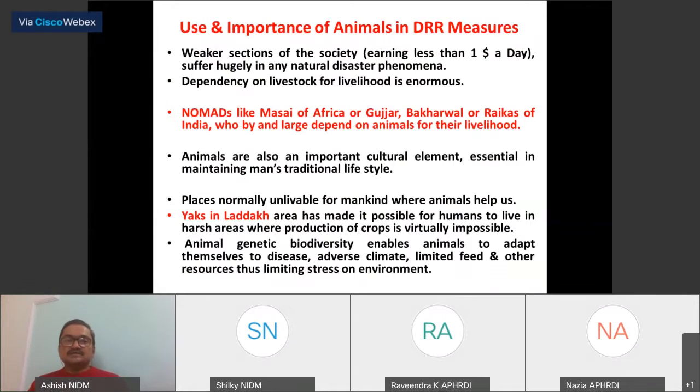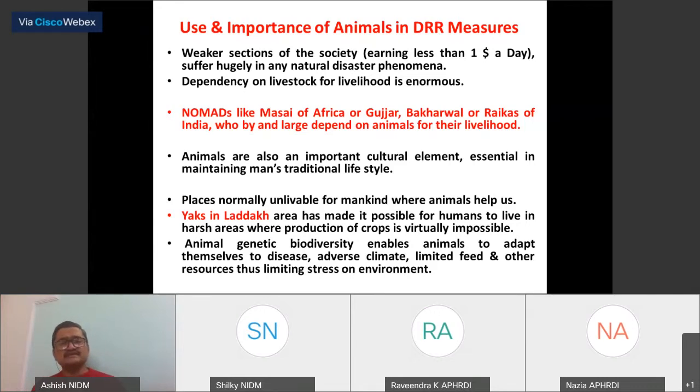And if we talk about their use and importance in our own DRR measures, then we should know that in the developing countries, in the weaker societies, in the poor countries, most of the population is dependent on livestock for their livelihoods. And if we talk about some nomads like Masai in Africa or Gujjar in our own country, India, Bakarwal and Raikas also in India, they are the nomads. I mean, those populations keep moving from place to place. They don't have a permanent home, and they by and large depend on animals for their livelihood.